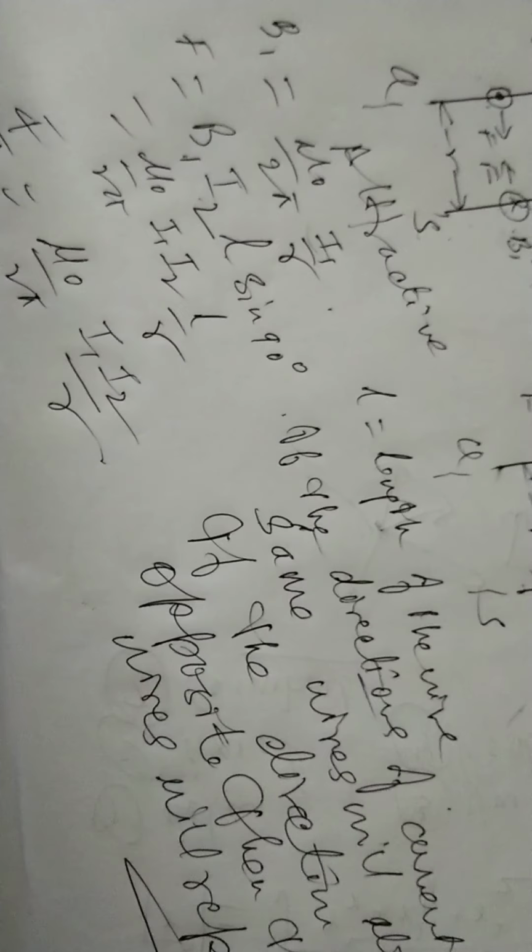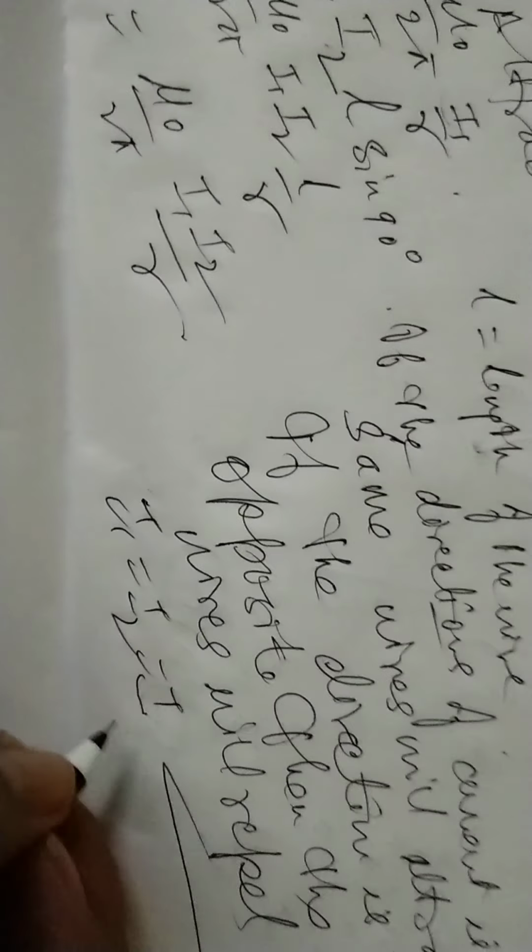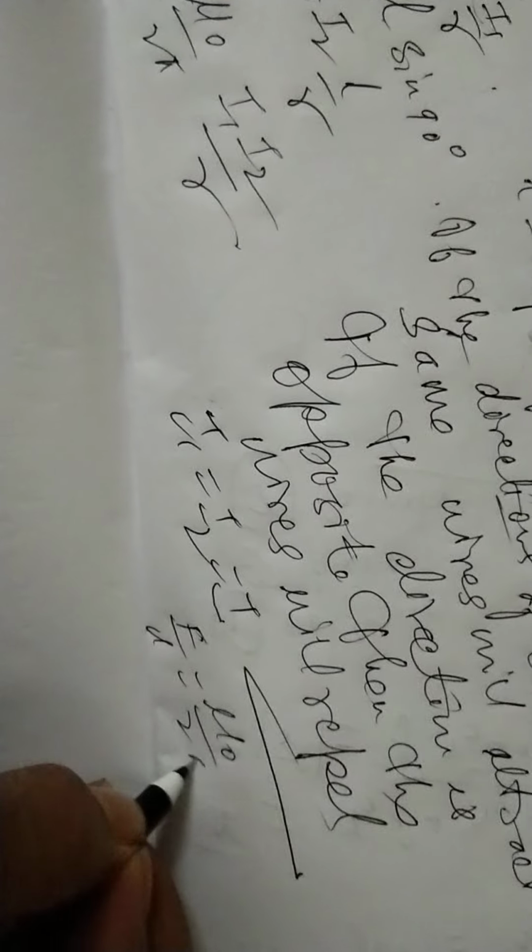Moreover, if we consider the length of the wire to be the same, or the current to be the same, let us assume I1 equals I2 equals I. The current is the same. Then the force per unit length can be written as F by L equals mu 0 by 2 pi, I square by R. So this becomes the formula.